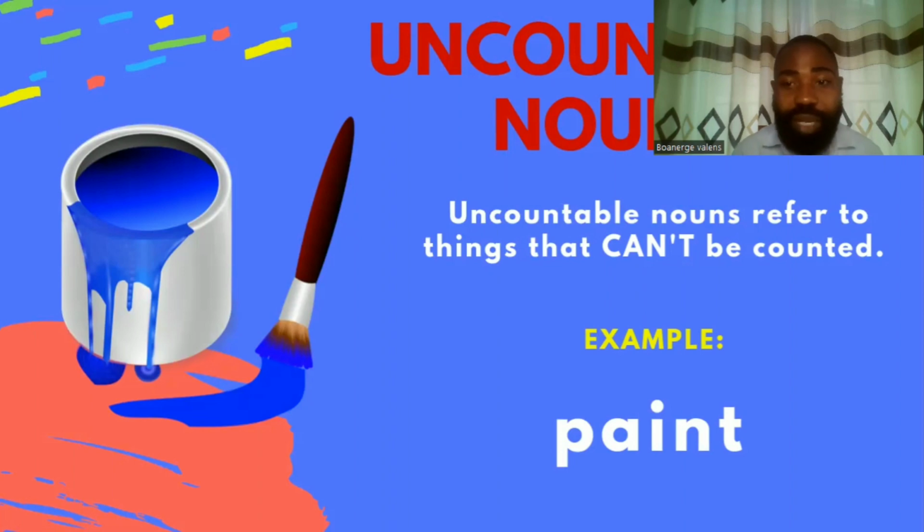Right. Uncountable nouns refer to things that can't be counted. Here, can't na igize nini kugira ngo ubisobanukirwe. Uncountable nouns na mazina avuga ku bintu udashobora kuba wabara. Right? Avuga ku bintu udashobora kuba wabara. Example, paint. Paint mu Kinyarwanda bisobanura irangi.